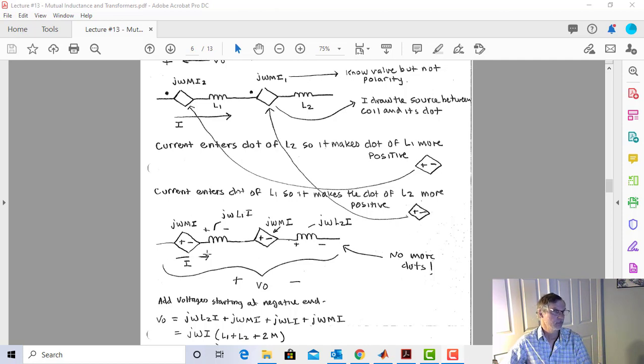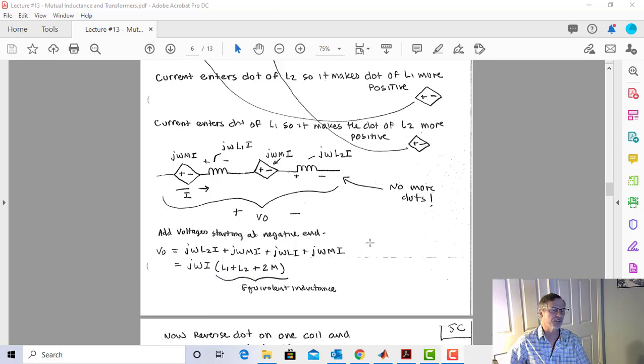You're done with them. So here's my circuit with dependent sources. Let's add the voltages starting at the negative end. So I'm going to start here and just go up toward the positive end. V out is going to be j omega L2 I. Okay, that's from plus to minus, right? Because I is going this way, so I'm at 0 here. j omega L2 I. Oh, I'm going to go up again. j omega M times I. Now I'm going to go up again. j omega L1 times I. And then I'm going to go up again, j omega M I.